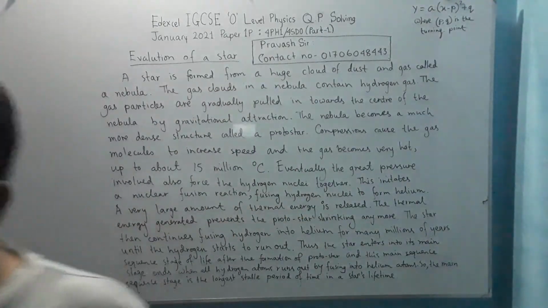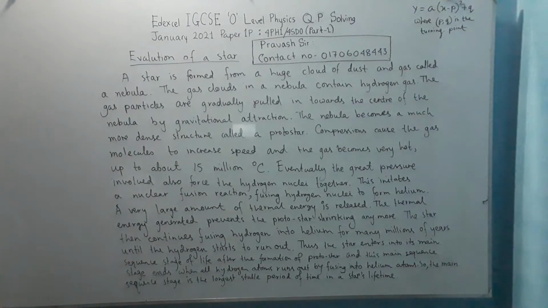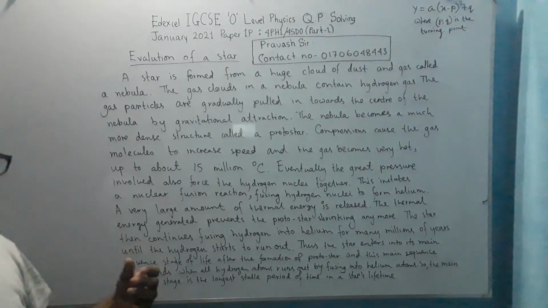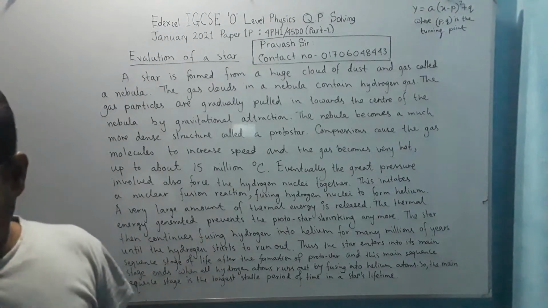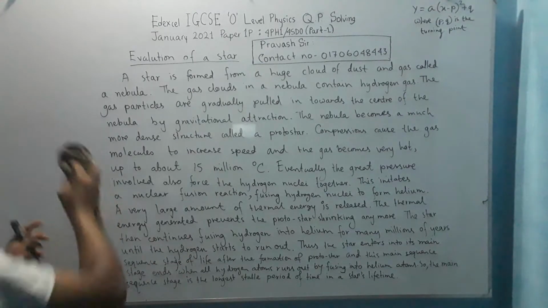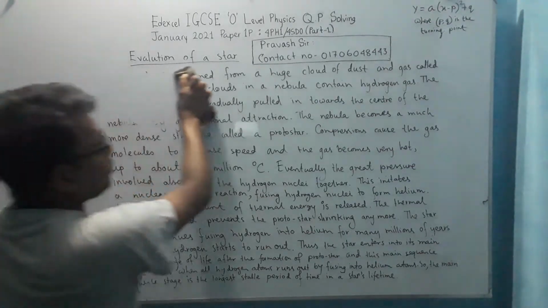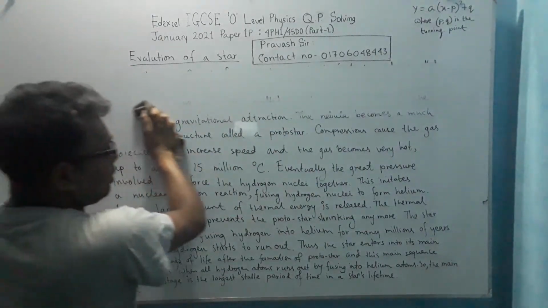After the end of this main sequence stage, what happens depends on a star's mass. Now we're going to talk about the star's mass and the consequent stages of a star's lifetime. I need to raise the board to talk about the next stages of the lifetime of a star.